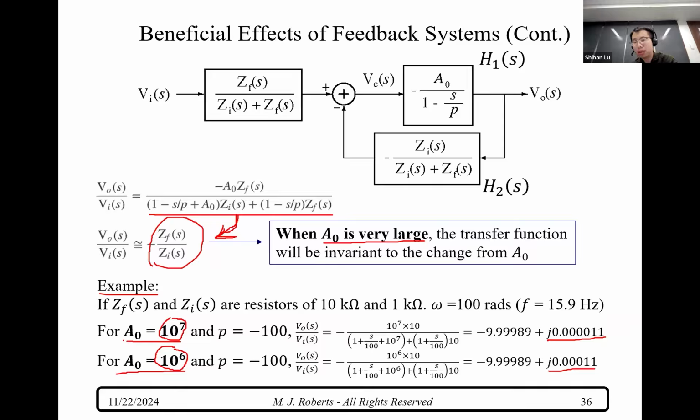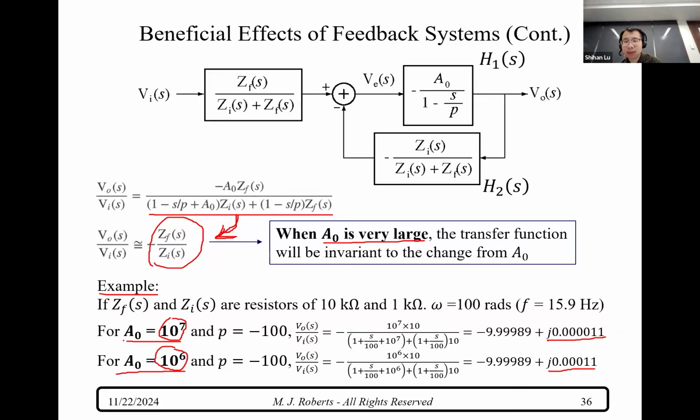Because when you're designing an op amp, the A naught comes from some pre-hand measurement. When you design the op amp and fabricate it, there is a specific range of A naught during the design, right? But after fabrication, the designed value may not be the true value. So the actual A naught might be completely shifted from the designed value.